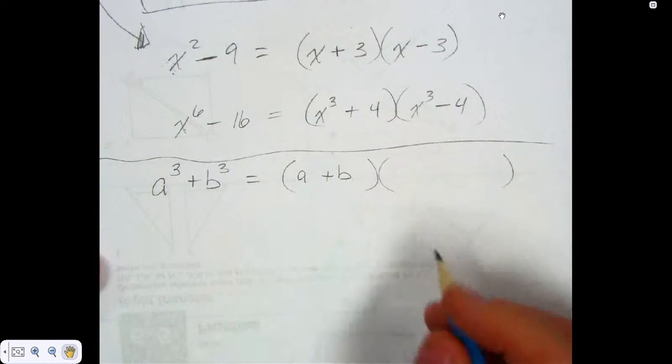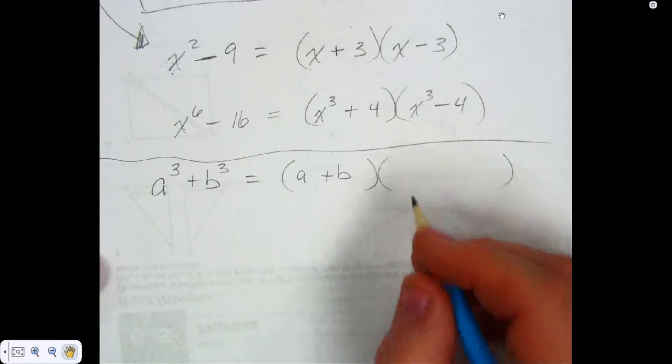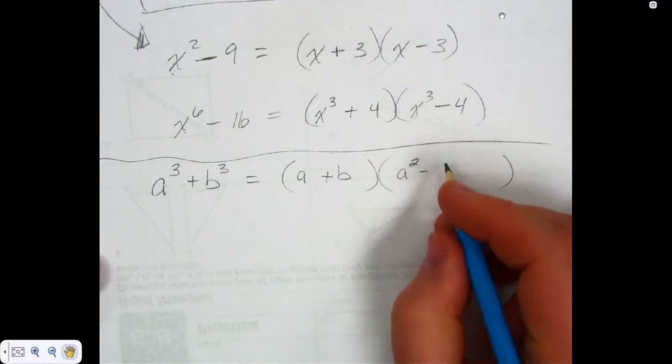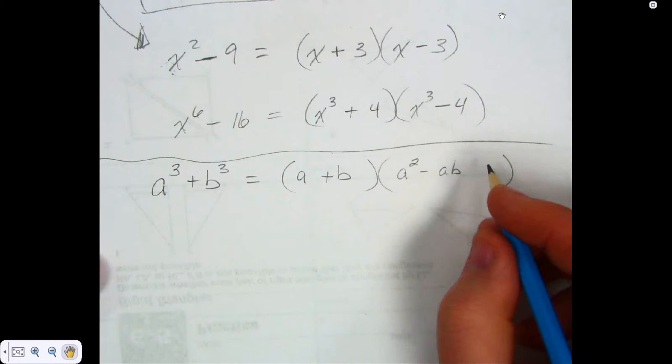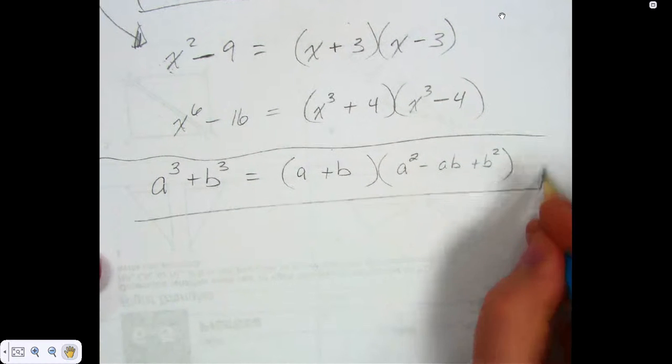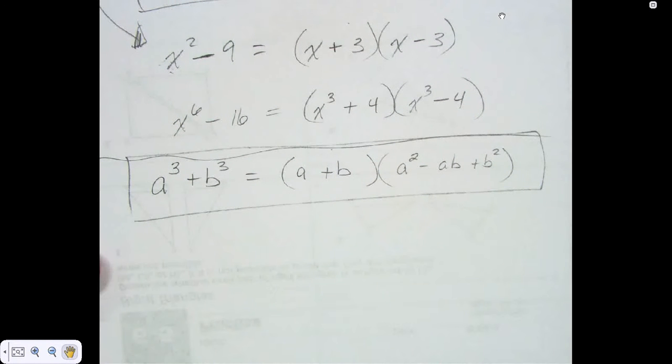It becomes a plus b. And it says this is a squared minus ab plus b squared. That's your other rule.